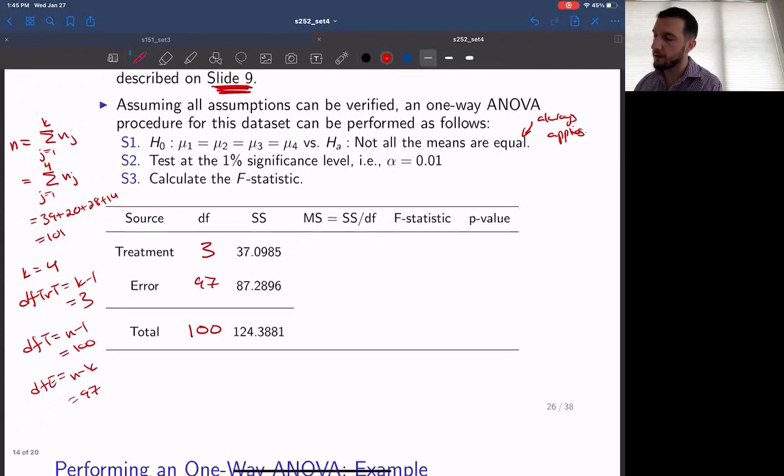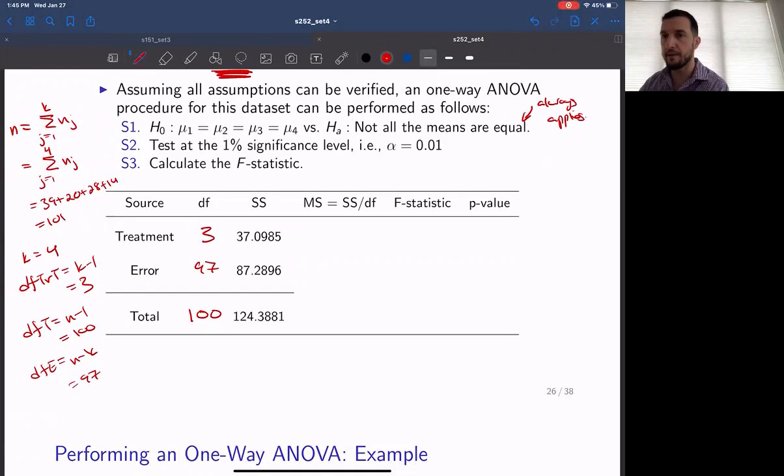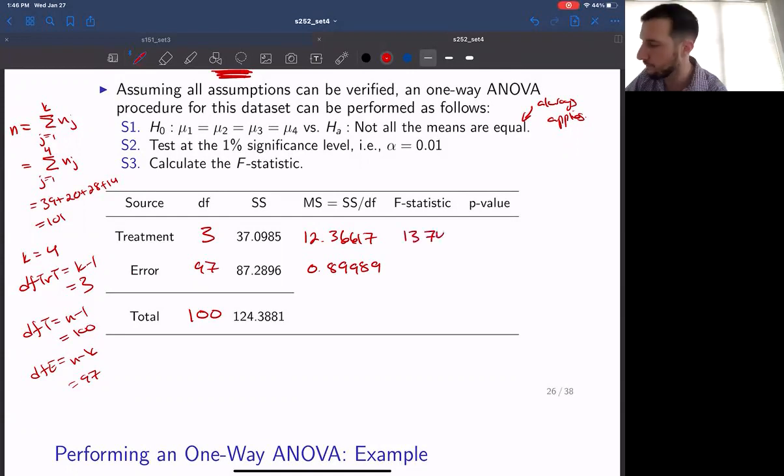Okay, now let's compute the mean squares. The mean squares are found by taking the sum of squares and dividing by its corresponding degree of freedom. In the first case, we have 37.0985 divided by 3, which is 12.36617. In the second case, for MS error, we have 87.2896 divided by 97, which is 0.8998. The F statistic is the MS treatment divided by the MS error. So that's going to be 12.36617 divided by 0.89989, which is 13.7418.